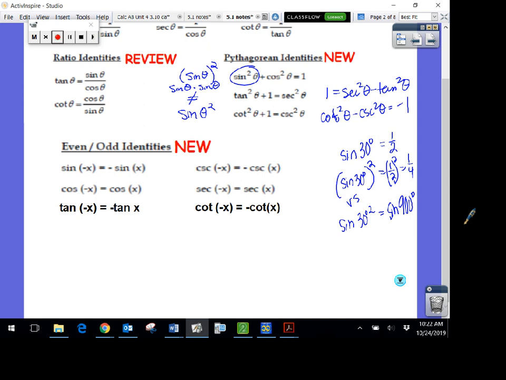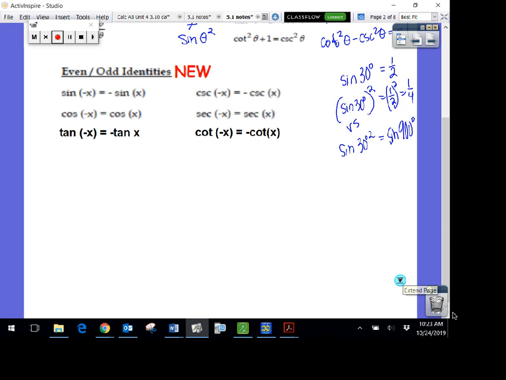So you see the difference? Squaring the whole thing versus squaring the variable right here, in this case the angle. Squaring the angle, much different. So a lot of times you're not going to see it written like this. You're going to see it written with the squared on the word, and that's very important that you know the difference between the two.